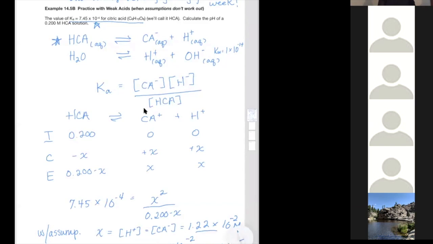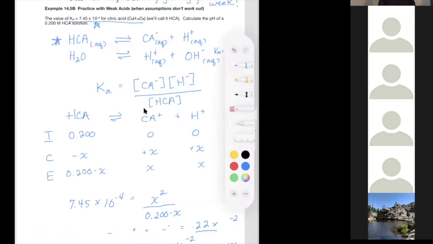So I can do that easily by erasing. I can pause if you guys are taking notes. Do you need me to pause? Okay, I'm just going to erase it. Sure. If you're just watching, that's fine.